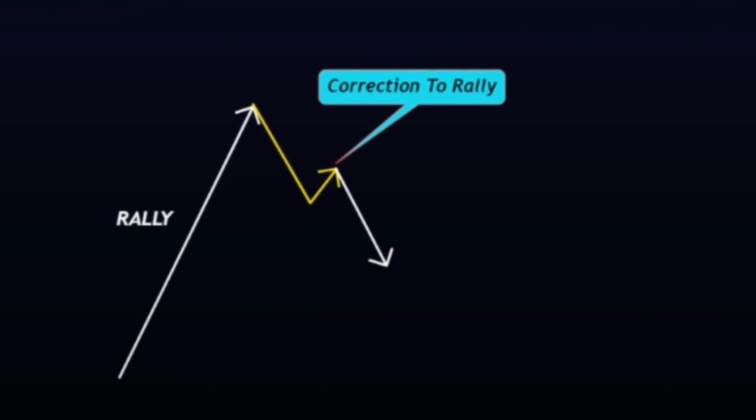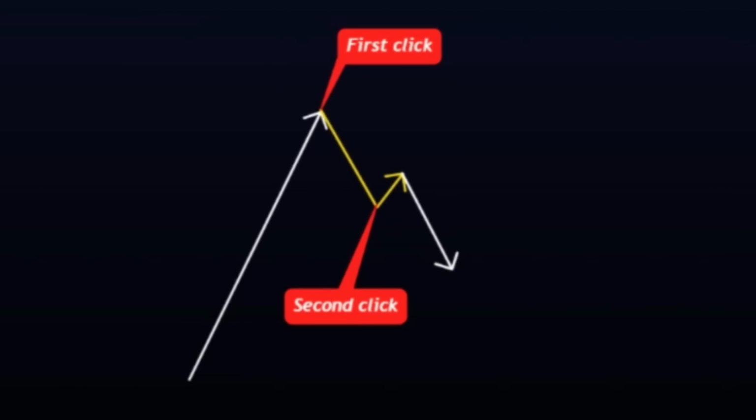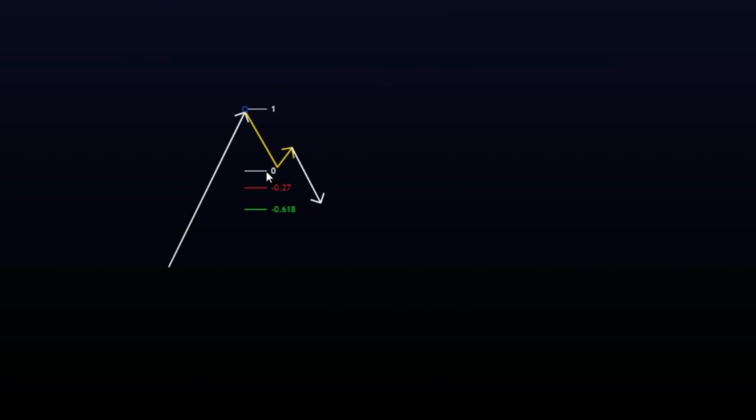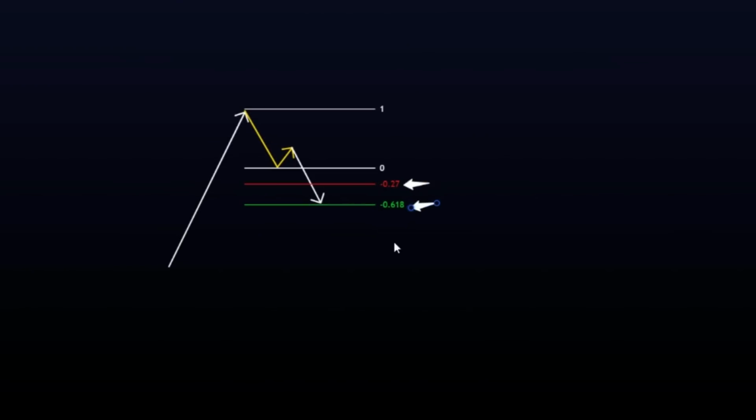In order to apply the new Fibonacci to this trend, the first click has to be at the beginning of the base, which is the end of the trend. The second click, however, has to be on the low of the minor pivot. If you just apply Fibonacci as I mentioned, if price touches minus 0.27 or minus 0.618, then it will return and form another leg.